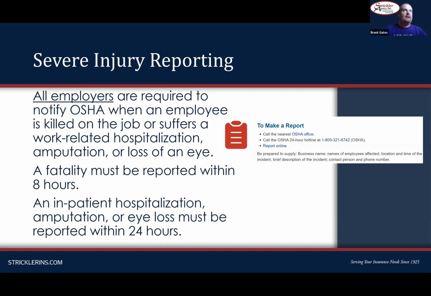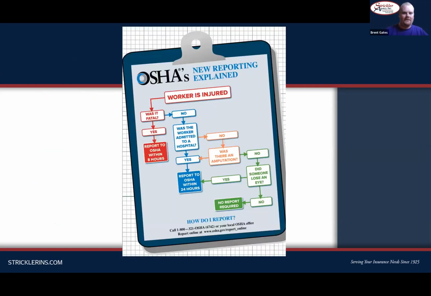OSHA's maximum fine now for a first-time offender, I believe, is right around $15,000, maybe a little bit more, maybe a little bit less. We want to try to avoid those sort of fines if we possibly can. So here's a decision tree on determining if we're going to report this to OSHA within 8 or 24 hours.